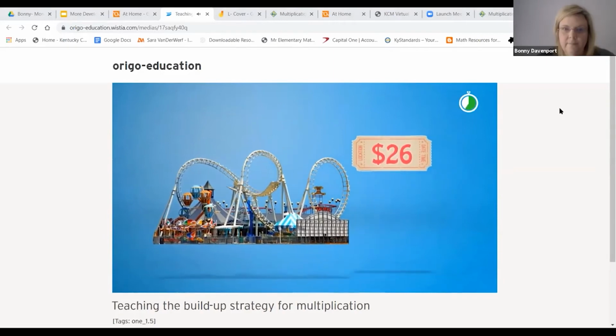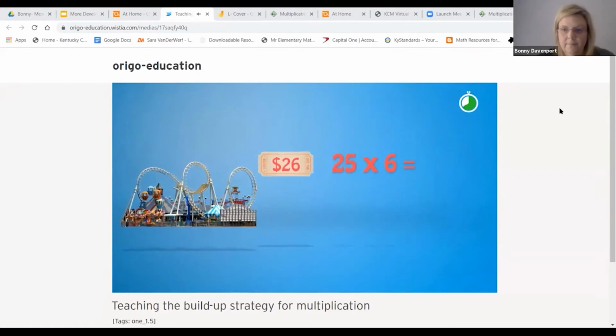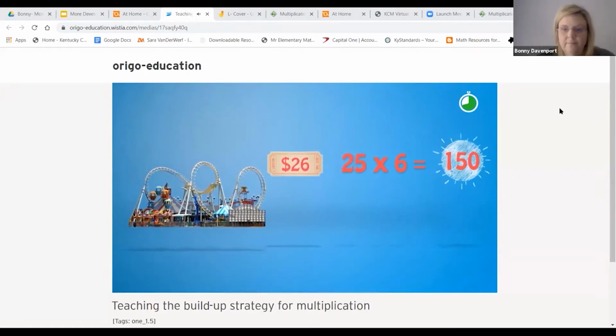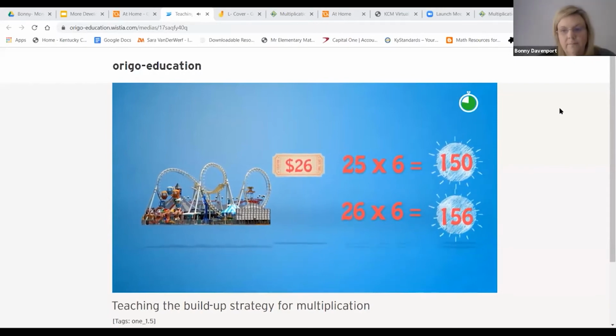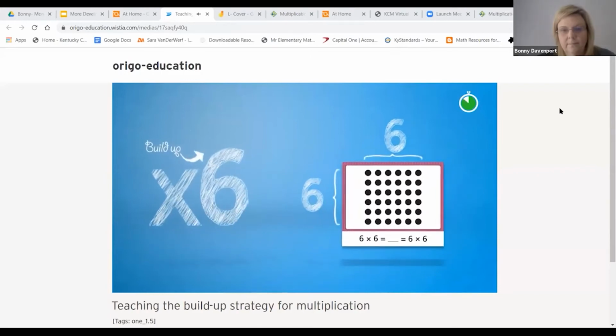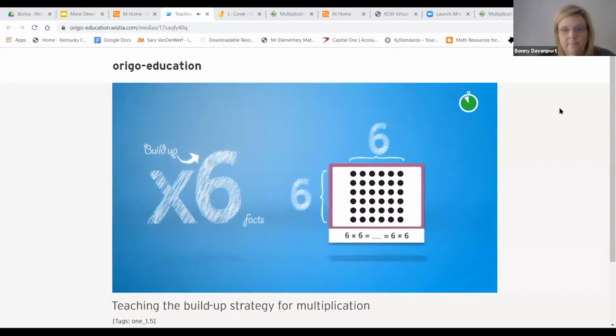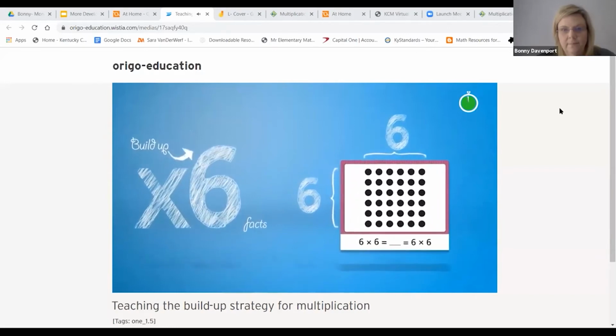Imagine you want to buy 6 tickets to an amusement park. What is the total cost? I know that 25 sixes is 150, so 26 sixes must just be another group of 6. That's $156. Well done. You have just learned to build up from a fact you know to multiply by 6. That's great. And I started by seeing a picture of the quantity rather than just symbols.